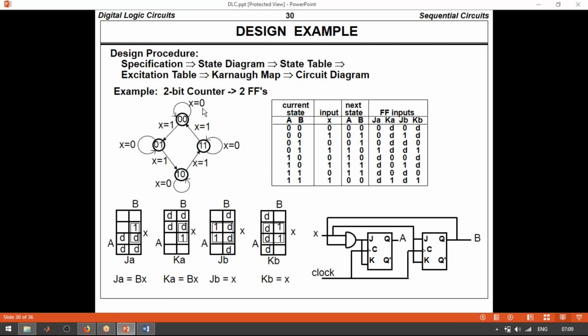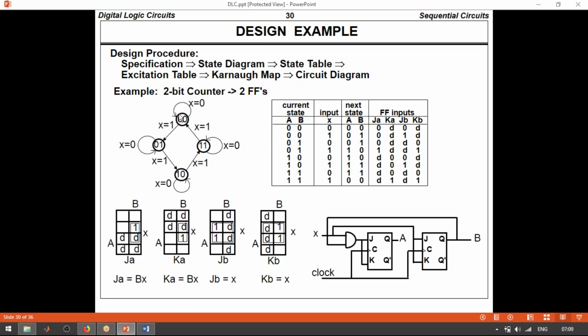And x is the input. So if it is 0, it stays in the same state, and if it is 1, then it changes to the next state. So from 0 1, the same thing. If it is 0 for all the states, the next state will be the same state. And if it is 1, it changes to another state.